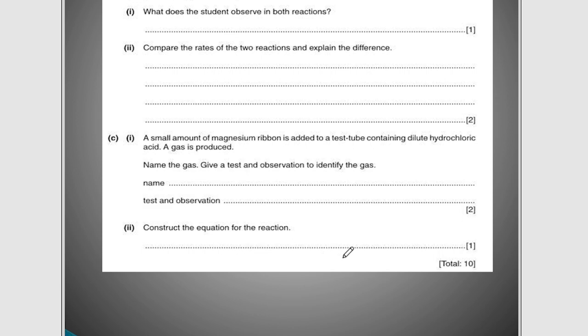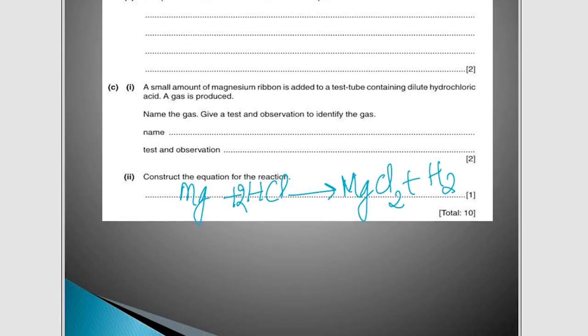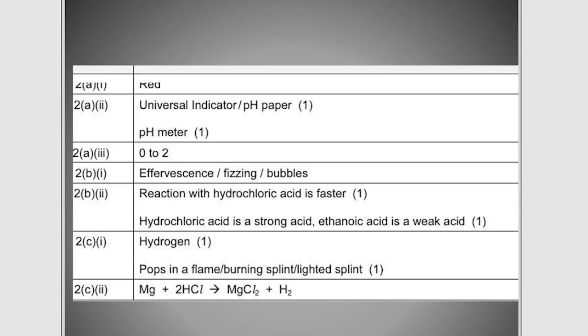Construct the equation. Let me construct the equation for magnesium plus HCl. It will form MgCl2 plus hydrogen gas, and balance this equation. This is the equation you have to write accordingly. The answers I have given here.